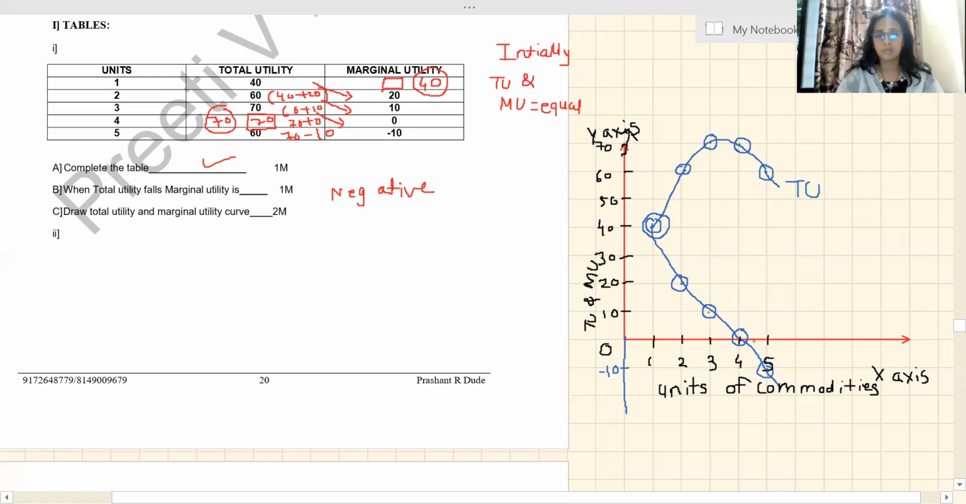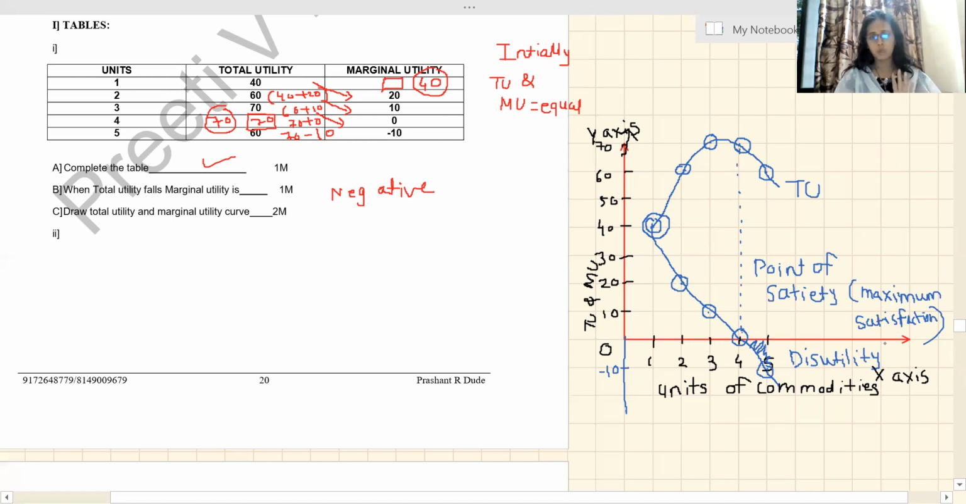Now this is your disutility. Label it because it's for marking. It's good that you know all these things. Join this point, it is called point of satiety. Show that it is called maximum satisfaction. Why I'm labeling all these things, that we have to show that I know each and every name.